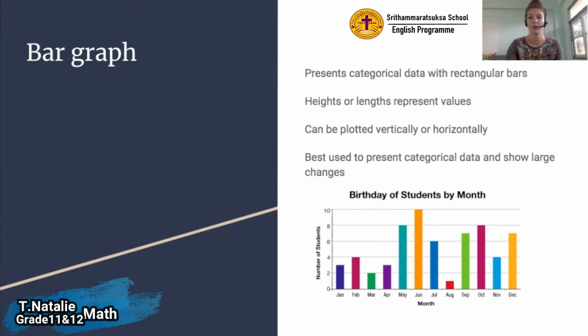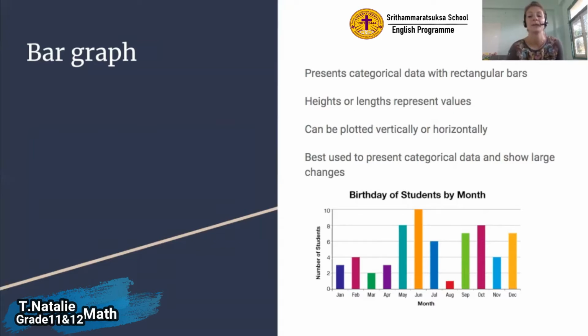A bar graph presents categorical data in a rectangle. The height or length of the rectangles represents the values, and you can see that in the bar graph below. They can be plotted vertically, which remember is up and down, or horizontally, which is like the horizon, flat.